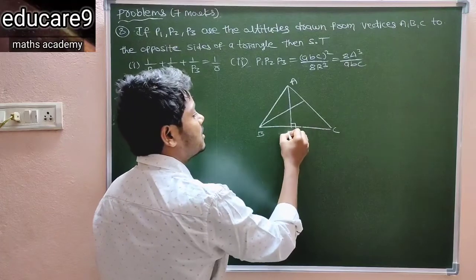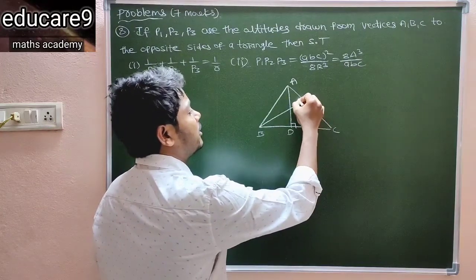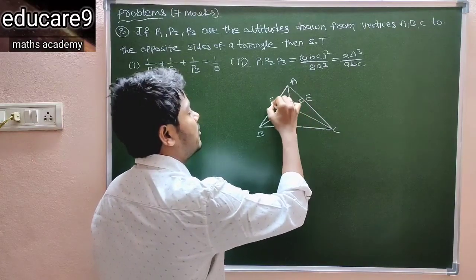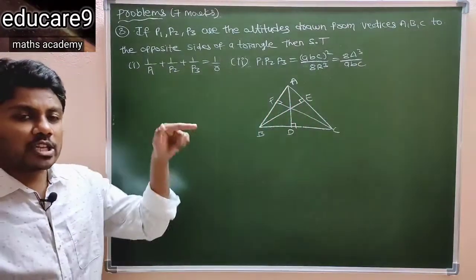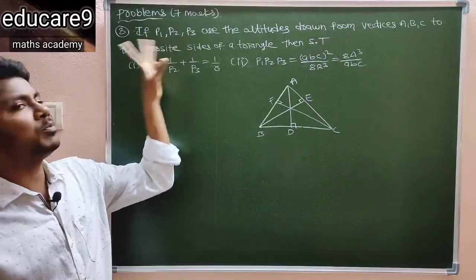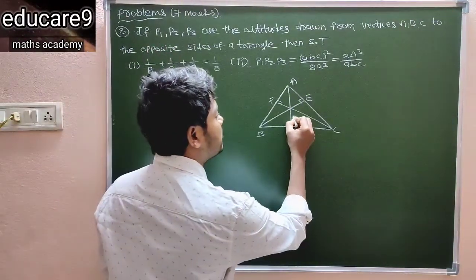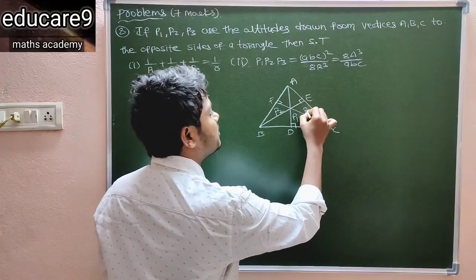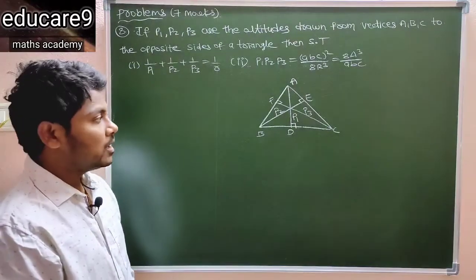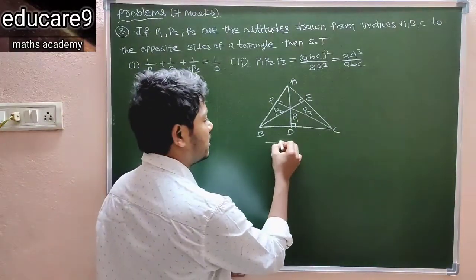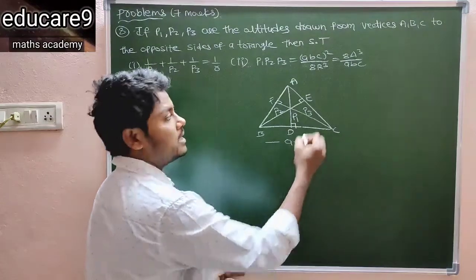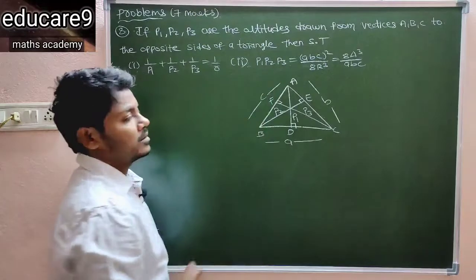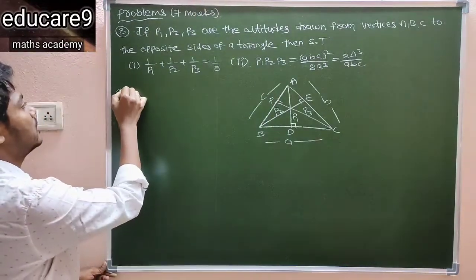And this is the BE altitude. And this is the CF altitude. So whose lengths are given, that is P1, P2, P3. So here this is P1, this is P2 and this is P3. And again, you know the sides of a triangle: BC is a, AC is b, and AB is c. Okay. So see here, solution.